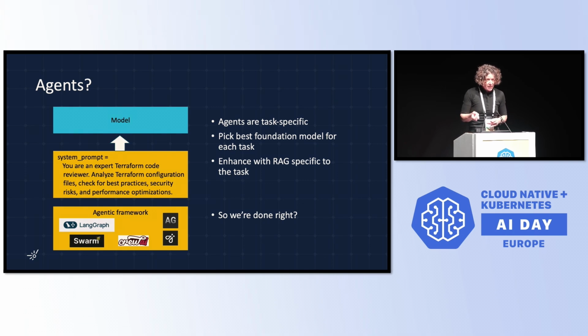Some of the benefits of an agentic approach are that you get to pick the best foundation model for your task. You get to augment each agent with just the information that's pertinent to the task it's doing. So we can avoid some of the hallucination that was mentioned, for instance, in the previous talk. So now we're done, right? That's all we need to do. Just build it. We've just built some agents, and we should be able to have a system.